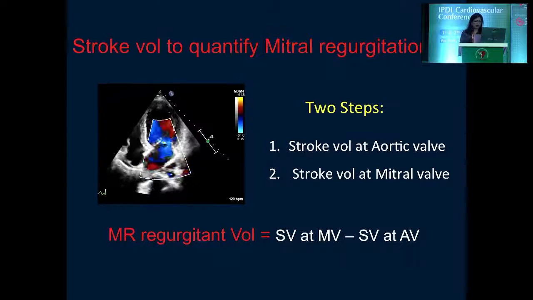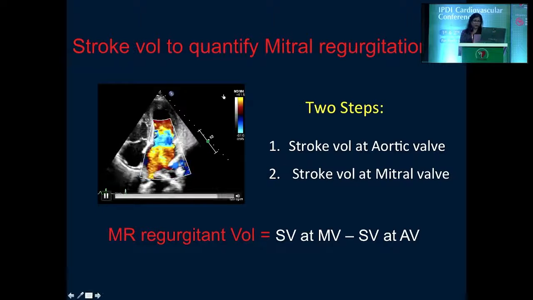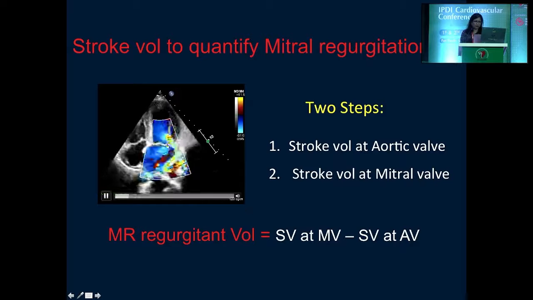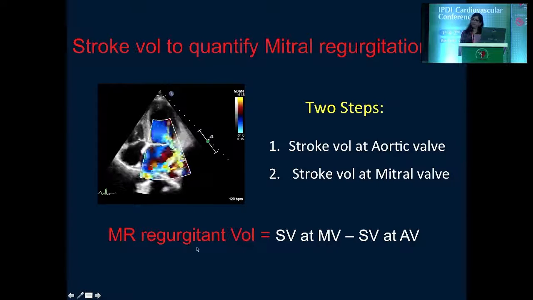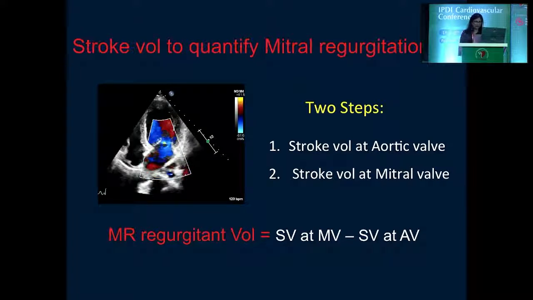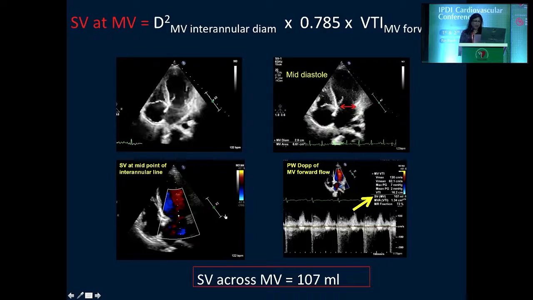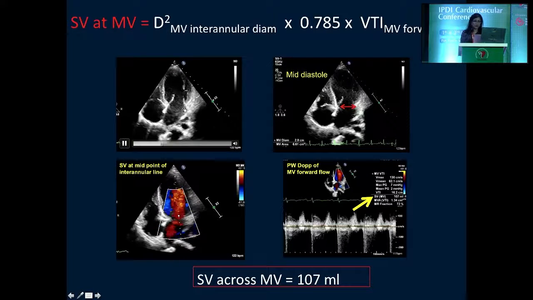Applying this stroke volume, you can measure the regurgitant volume in mitral regurgitation. Because, as I said, the flow across all the valves should be equal, provided there is no regurgitation. So, if we calculate the stroke volume at aortic valve and stroke volume at mitral valve, the difference of the two will give the regurgitant volume. So just 2 steps. One step is the measurement of stroke volume at aortic valve, which I have already described. In the next step, we do the measurement of stroke volume at mitral valve.